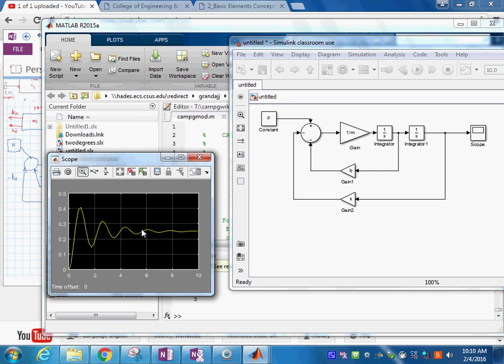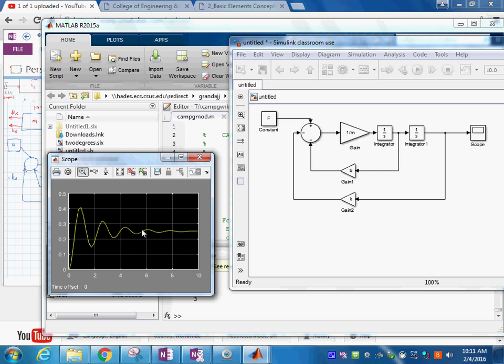We need to go more deeply into this, and we need to review the concepts that we have for the generation of the state space form as well as the transfer function. So that's the other review that we need right now.